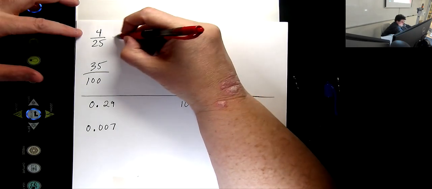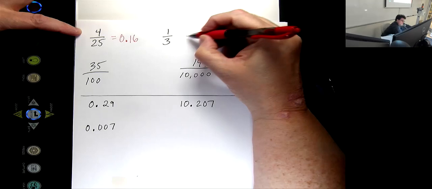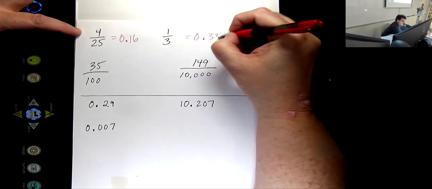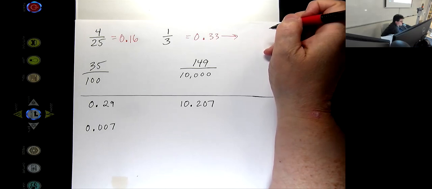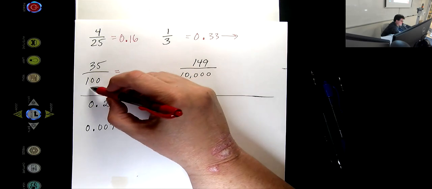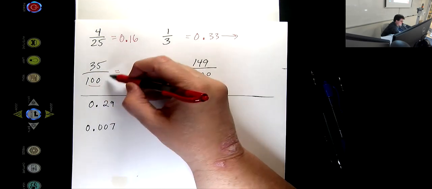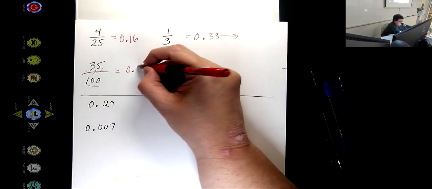Hopefully you get, let's see, that should be 0.16. It should be 0.333, and the threes just keep on going. This one doesn't require a calculator if you count the zeros. I got 2 zeros, so I will move the decimal point left twice, and I get 0.35.